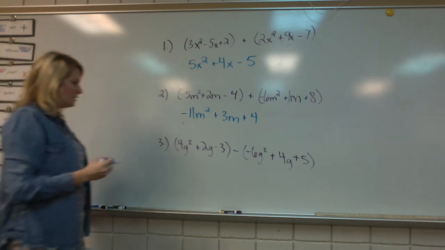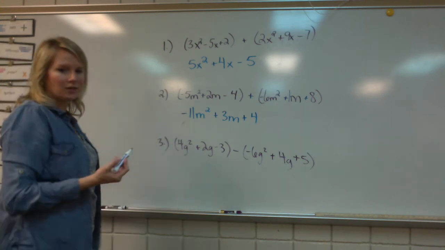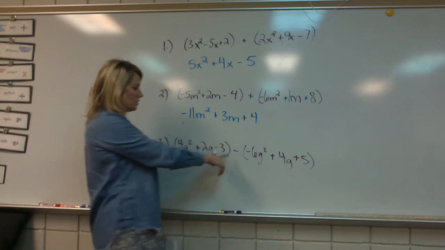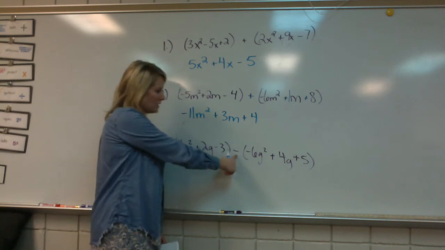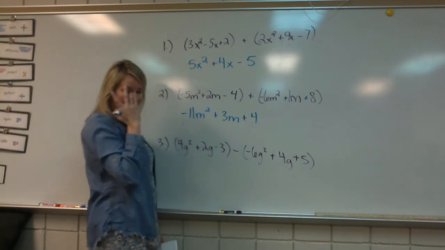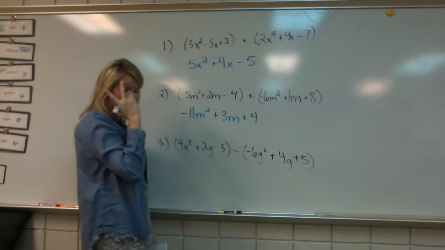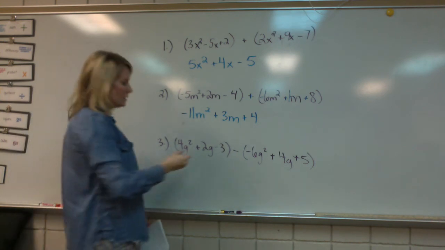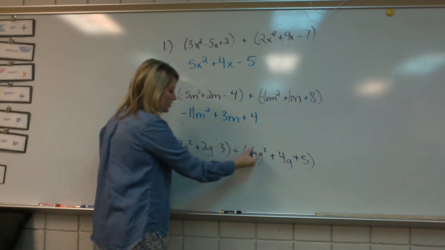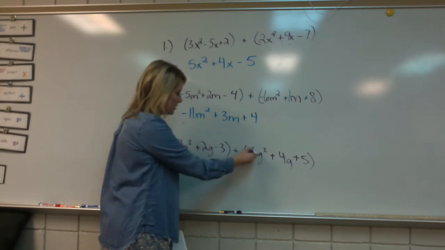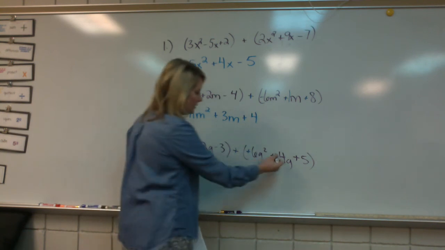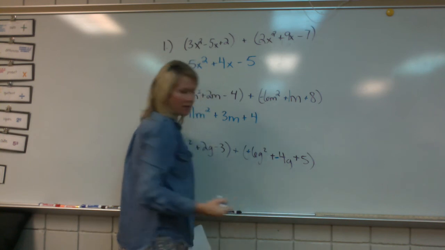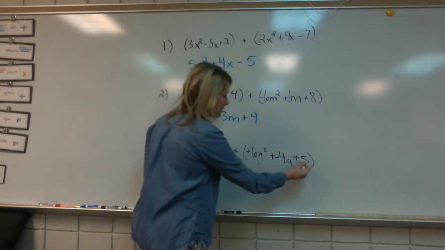And then this last one, it's still subtraction, so some of you might be able to do this mentally. Subtracting a negative 6g squared is really like adding a positive 6g squared, but I would strongly suggest that you always change it so that you don't make any silly mistakes. So negatives become positives now, and positives become negatives. I'm just going to add a little negative symbol in between each of those.